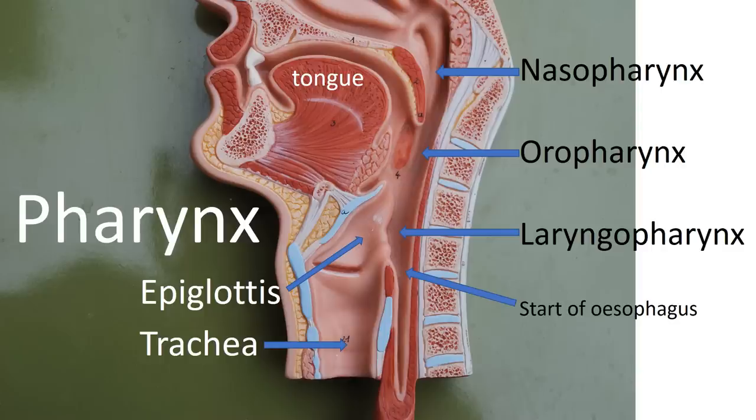Now, the pharynx is actually this tube at the back connecting the nose, the back of the mouth, and the top of the esophagus. So the nasopharynx is the component of the pharynx behind the nose. The oropharynx is the length of the pharynx behind the mouth. And the laryngopharynx is down there near the larynx, which of course contains the vocal cords. And that goes straight on down to the esophagus. And the laryngopharynx is separated from the trachea by the epiglottis.